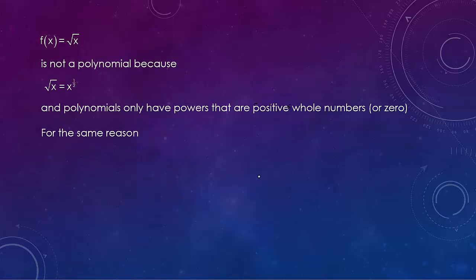For the same reason, then, this g of x can't be a polynomial. It's fine with the x cubed, x squared, x and 1, but when you get this 1 over x, of course, that's x to the negative 1. So 1 over x is x to the negative 1, and of course that's not a positive whole number as the power here.